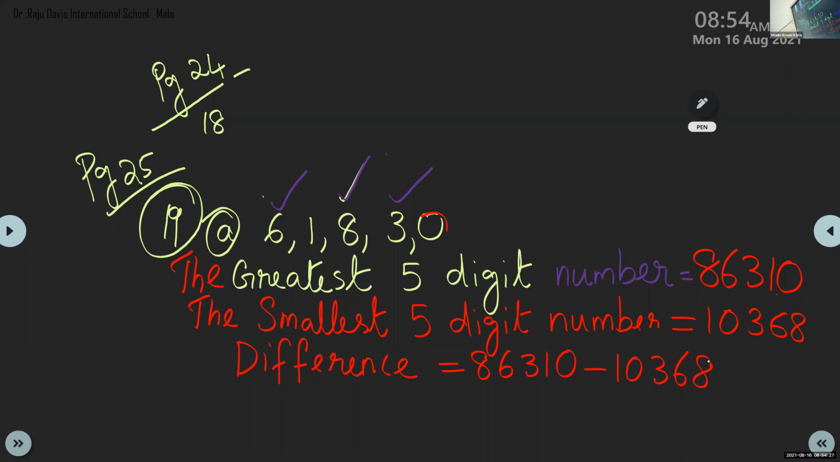And children, you have to do question number B also. Question number B, children, I will write here the digits. Question number B: 8, 0, 1, 2, 9. That is the second number, that is question number B. You have to do the same like this: the greatest 5-digit number, the smallest 5-digit number, and the difference.